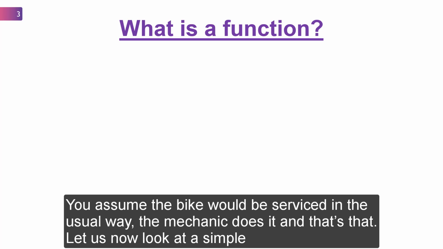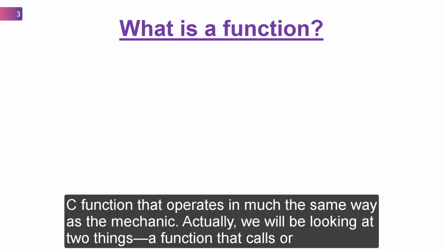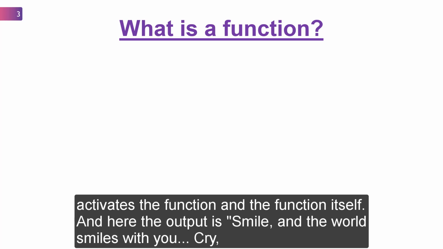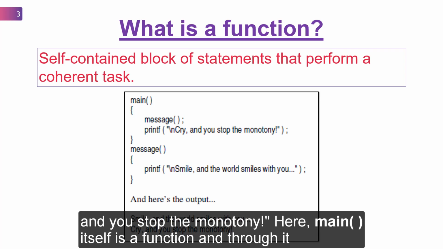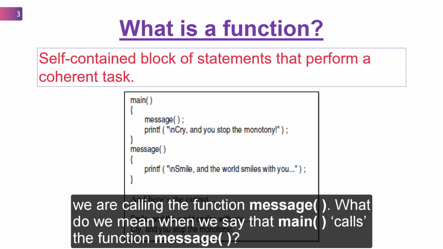Let us now look at a simple C function that operates in the same way as the mechanic. Actually, we'll be looking at two things: a function that calls or activates the function, and the function itself. And here, the output is: smile and the world smiles with you, cry and you stop the monotony. Here, main itself is a function, and through it, we are calling the function message.